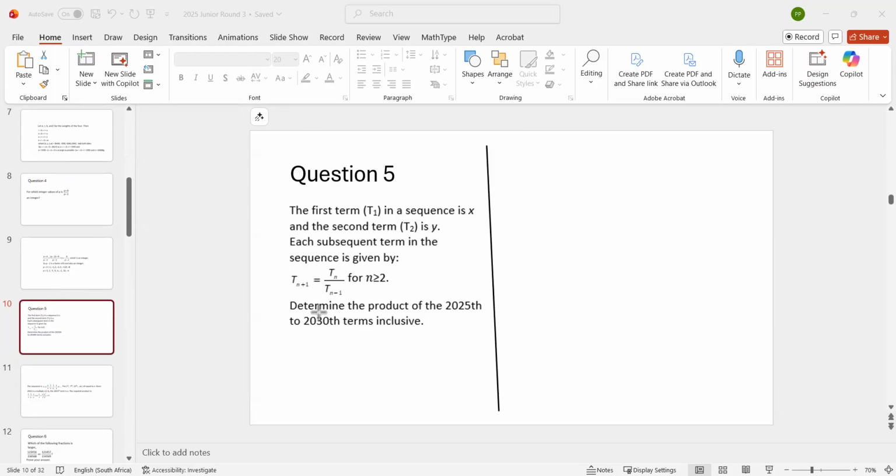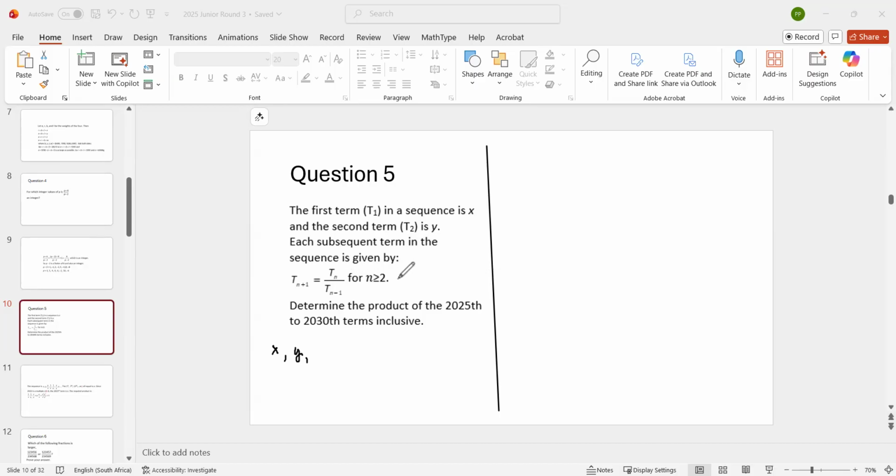The first term in the sequence is x. All right, so let's just put this down, x. Okay, this is the first term. The second term is y. And then you've got some funny looking thing here. What is this? Each subsequent term in the sequence is given by this equation here. And you've got a subscript n for the term.